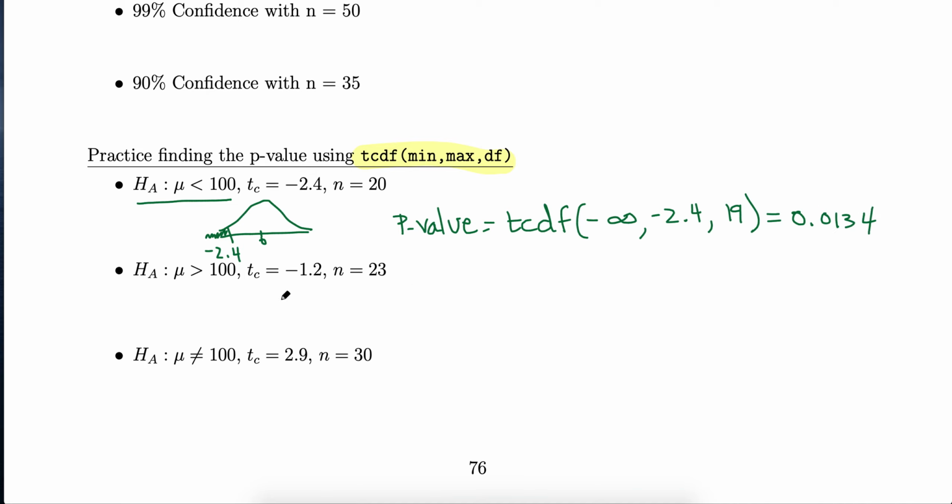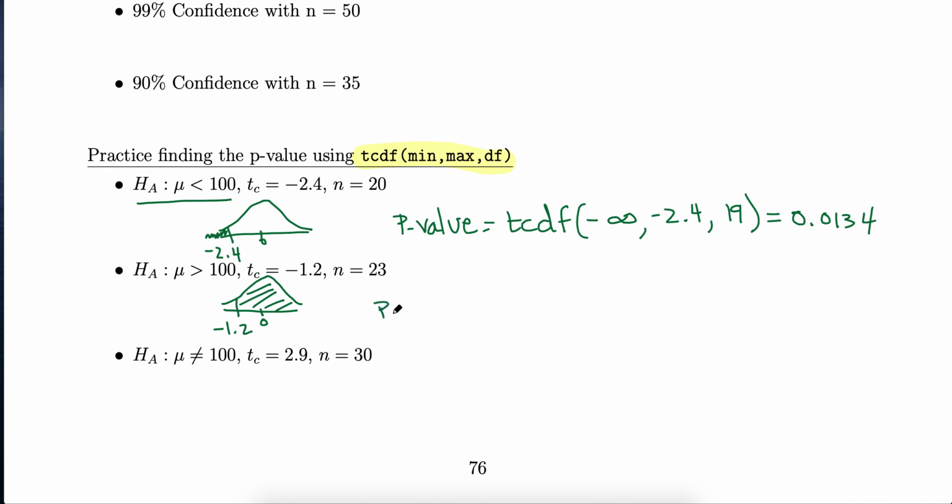All right, let's try the next one together. So here's my normal picture, or my T picture. This looks same as the normal. Here's my test statistic they give us of negative 1.2. HA is greater, so we're going to shade above our test statistic.